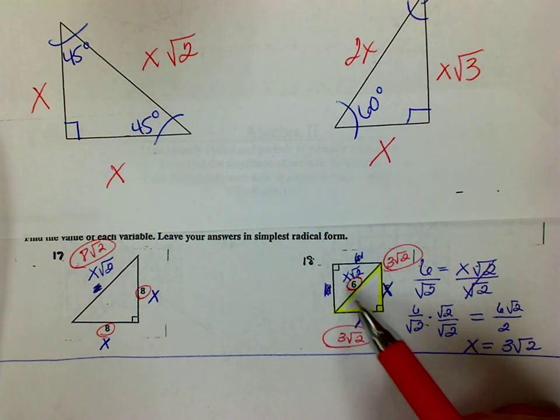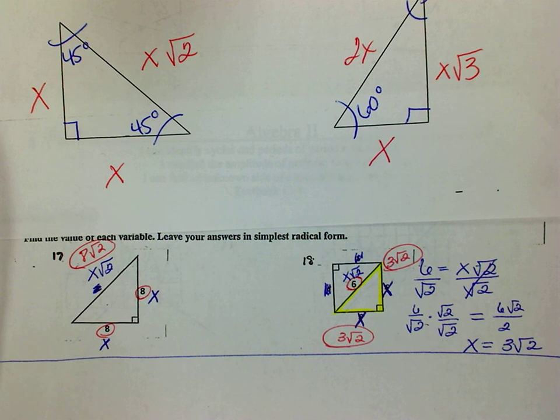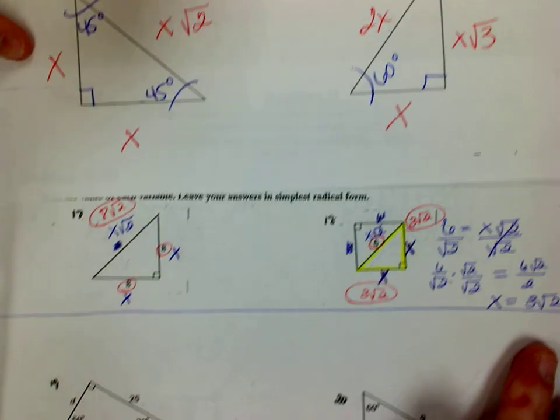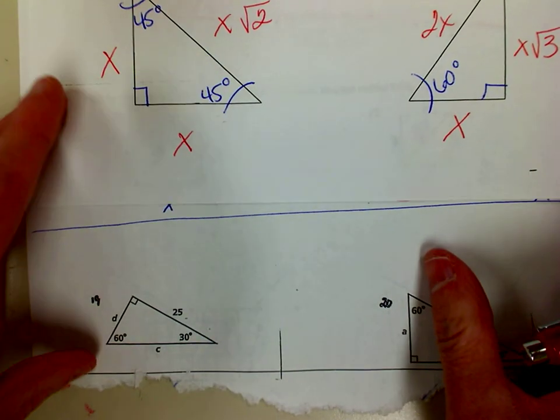So now we have all 3 sides of the triangle labeled. If you know what x is, it's easy. If you don't know what x is, you got to find it. Okay, let's move on to 19 and 20.